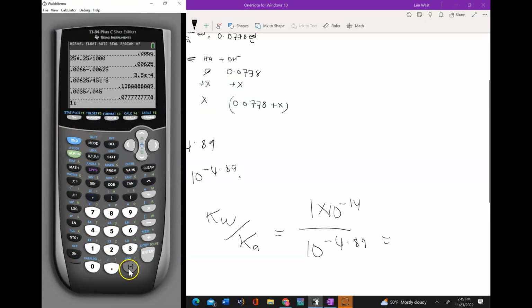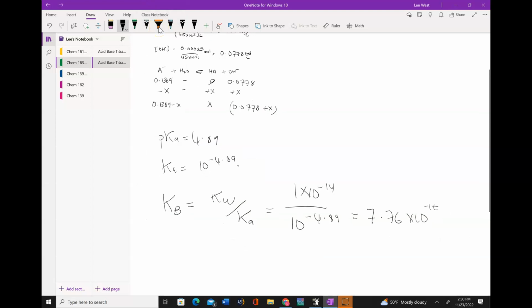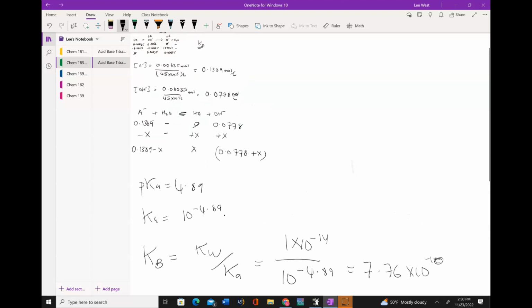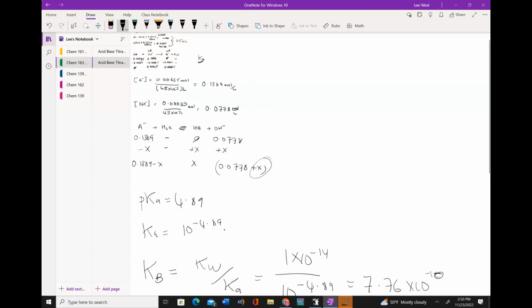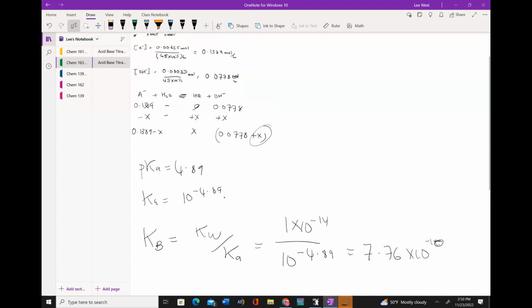So go ahead and do that math. 1 by 10 to the minus 14 divided by 10 to the power of minus 4.89. Hit enter, and it's an itty bitty number. A bit bigger than what we had before for the Ka of the ammonium ion, but it's still pretty small, right? 10 to the negative 10 again. So there's a fair chance that that x is so tiny as to be irrelevant. So let's go ahead and figure out the pH if that was the case.